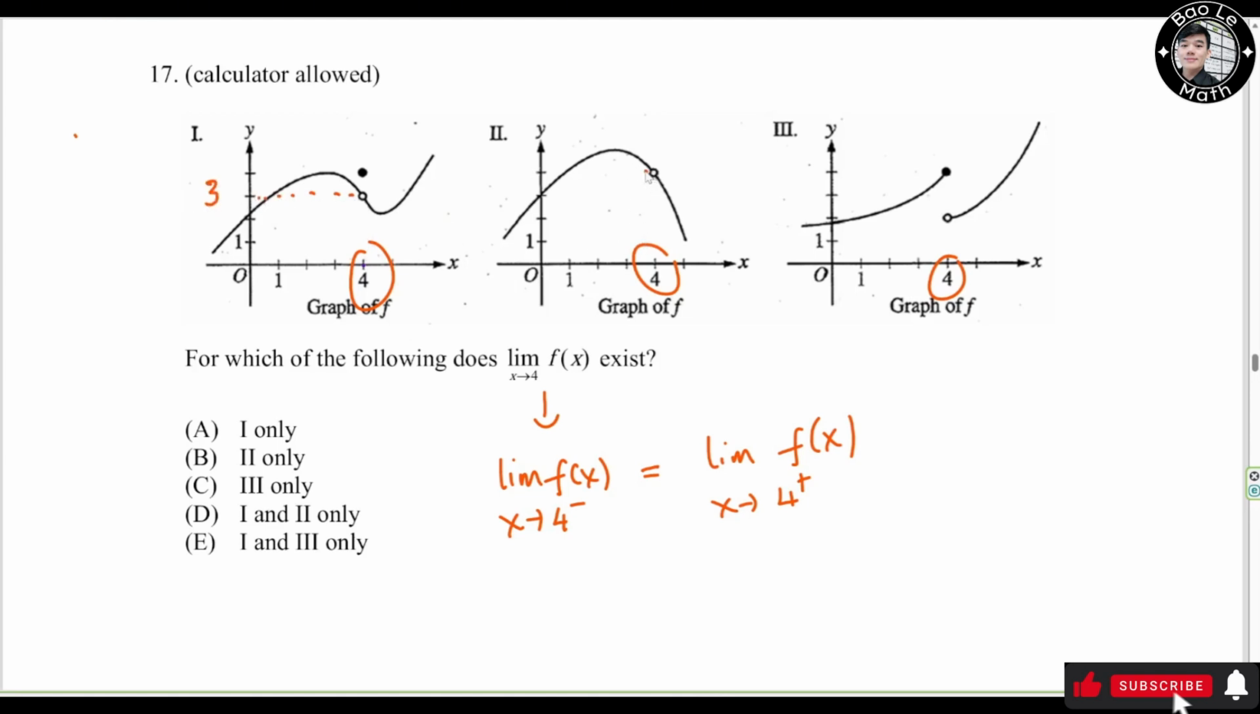This one, same thing, same values, 4, right? 4 minus equals 4, and 4 plus equals 2. They are different, right? So number 3 is not the right answer. Only 1 and 2 are correct, right? So the answer must be D.